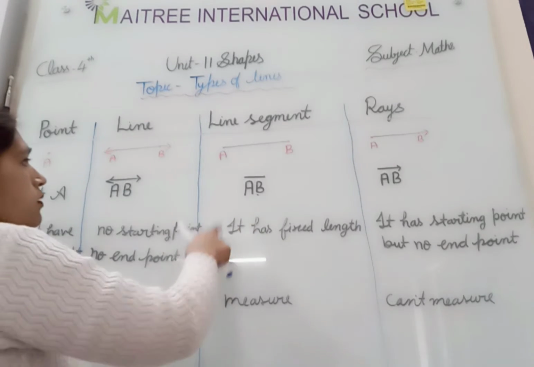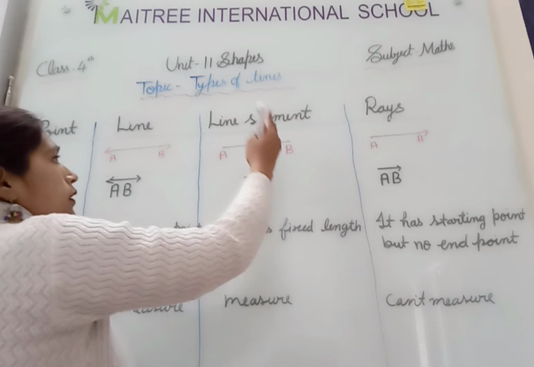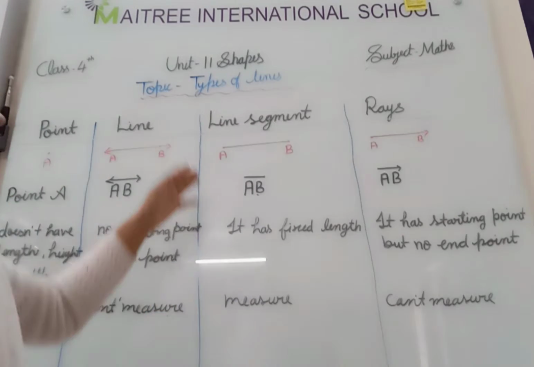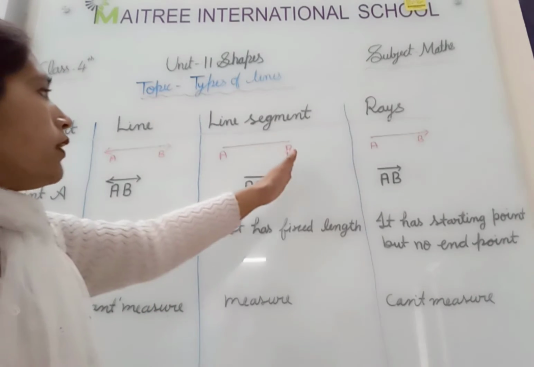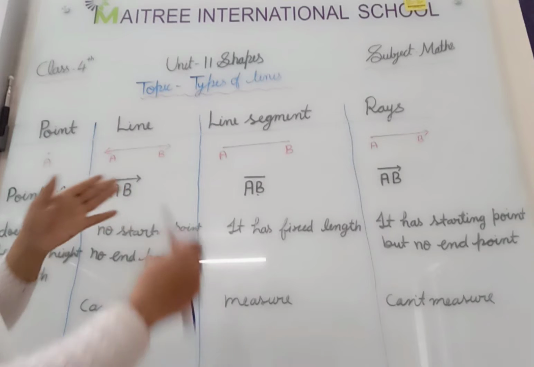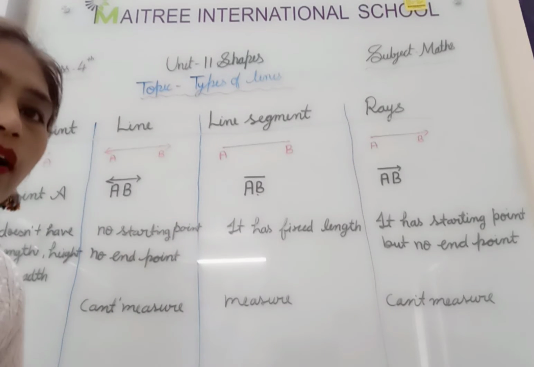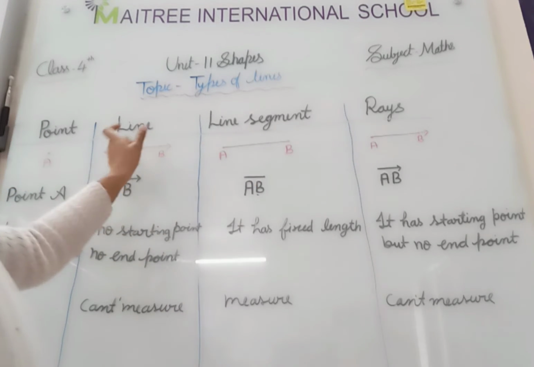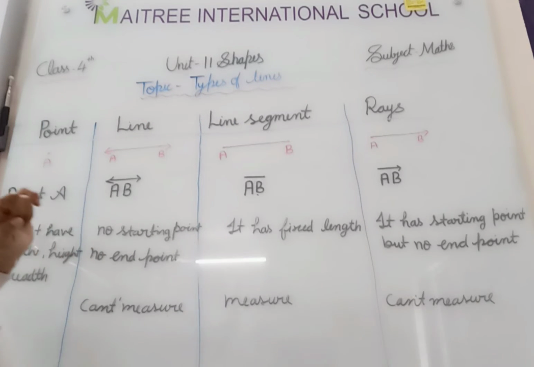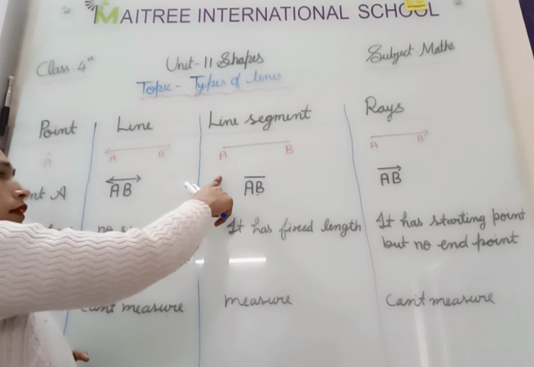Now this is the line segment. It has a fixed starting point and a fixed end point. Why is it so? Because the line segment is a small part of a line, so we can measure it.